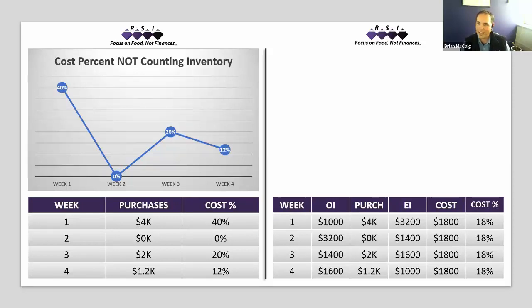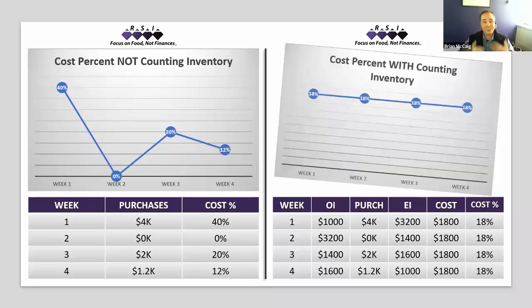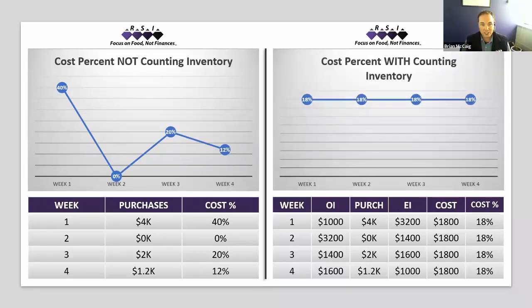But watch this. If you're doing that cost of goods formula, beginning or opening inventory plus purchases minus ending inventory, so 1,000 plus 4,000 minus 3,200 gives me my cost of 1,800, divided by $10,000 in sales gives me a cost of 18%. Notice the math here works every single week. And to illustrate a point, you see here, now I have what we call a baseline cost. So from week 1 to week 4, my cost was 18%. It was a nice straight line.